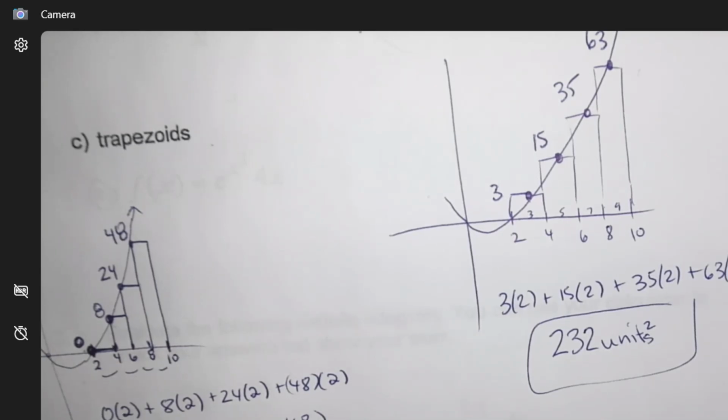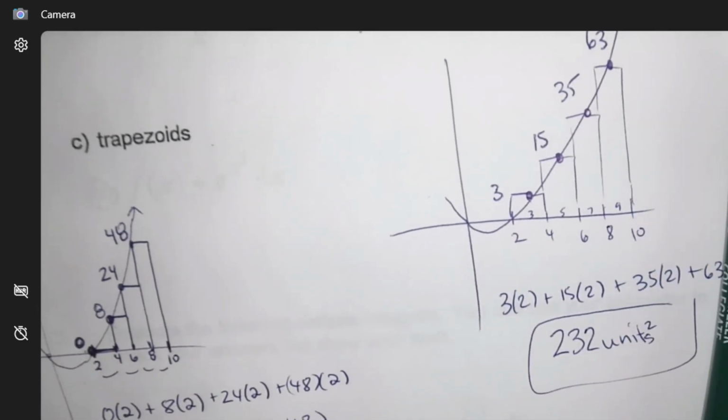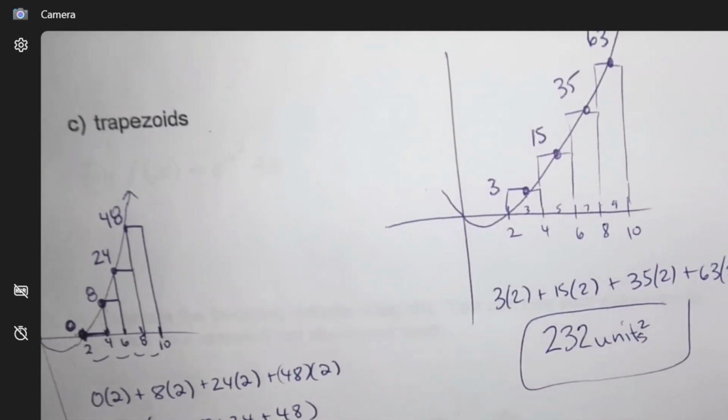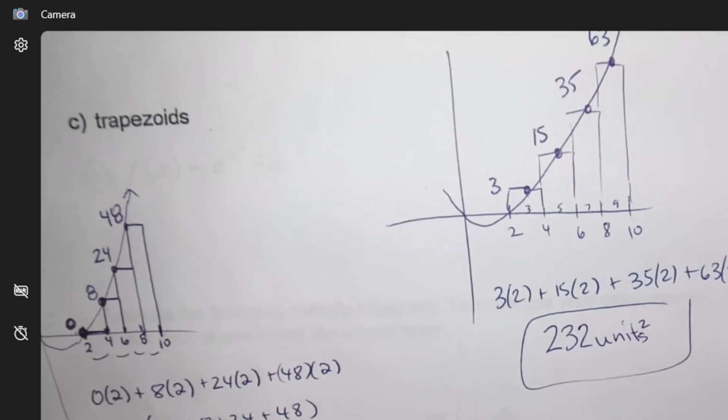Do you need a calculator? Okay, midpoint, that should be a pretty close estimate.